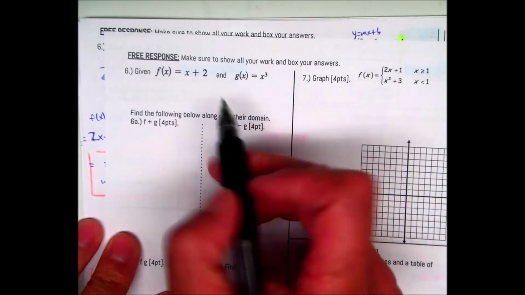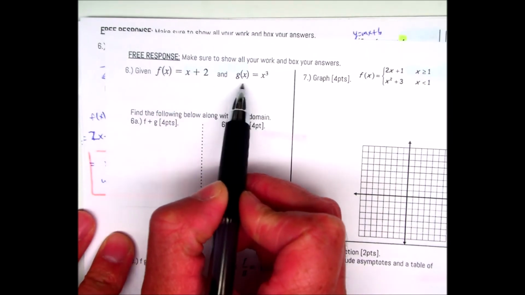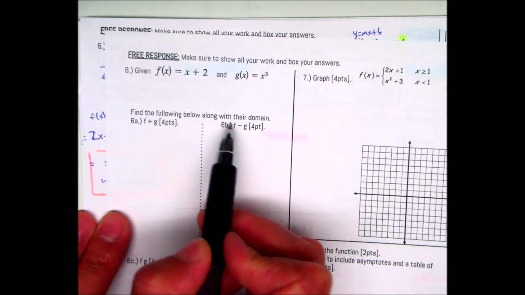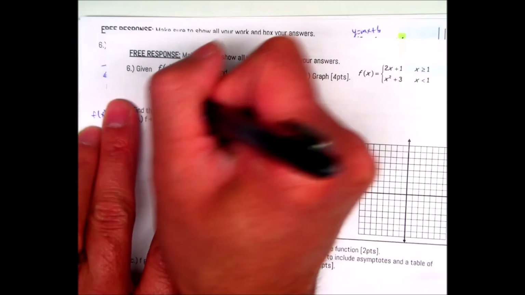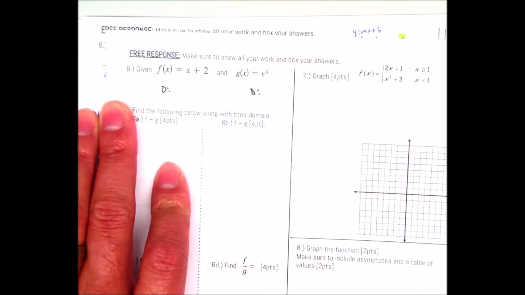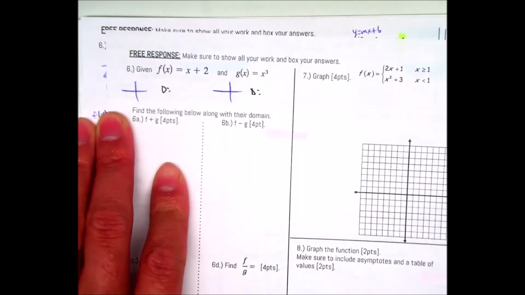For your response, make sure to show all your work and box your answers. Given f of x equals x plus 2 and g of x equals x to the third power, find the following along with their domain. So I'm going to go ahead and find the domain of each of these. And if you need a graph, go ahead and graph it.